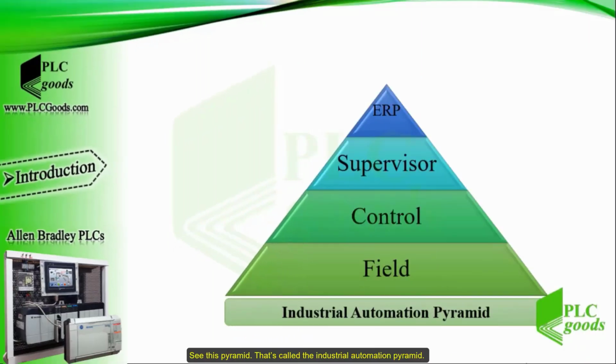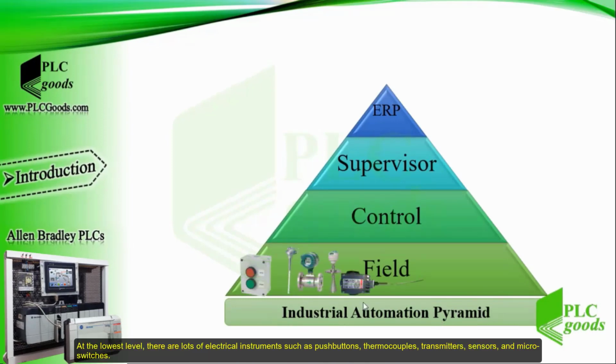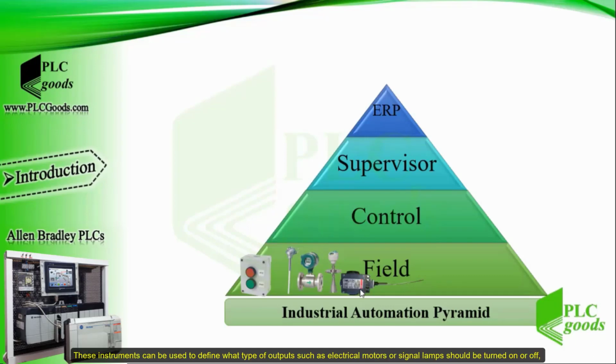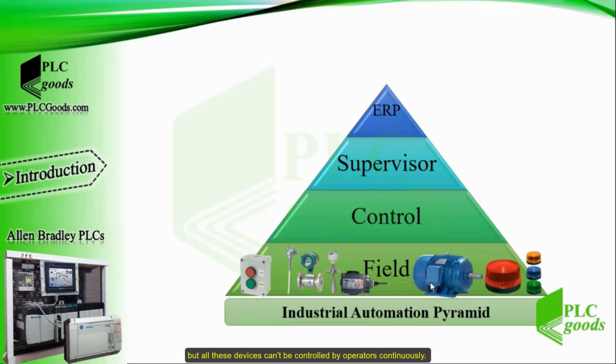See this pyramid? That's called the Industrial Automation Pyramid. At the lowest level, there are lots of electrical instruments such as push buttons, thermocouples, transmitters, sensors, and micro switches. These instruments can be used to define what type of outputs such as electrical motors or signal lamps should be turned on or off. But all these devices cannot be controlled by operators continuously.